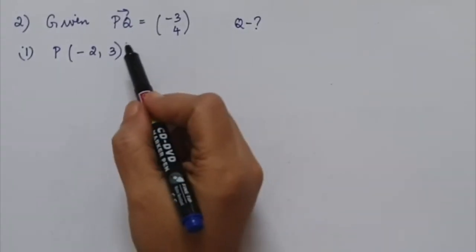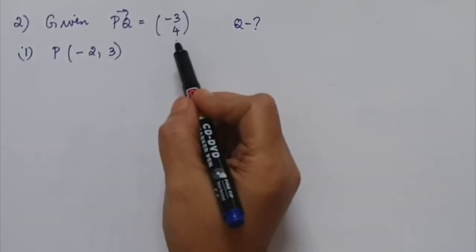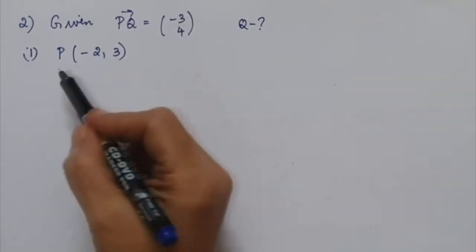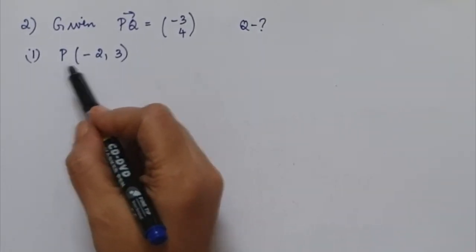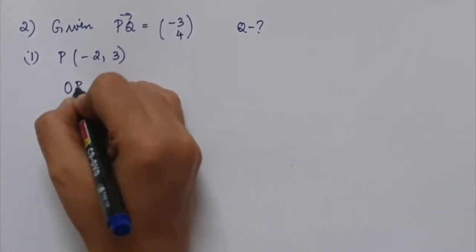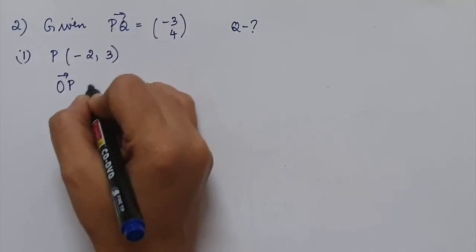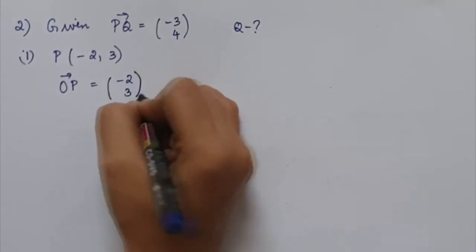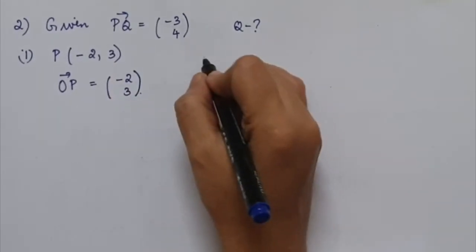In the second question, the vector PQ is given as minus 3, 4. We need to find the point Q. And the coordinate of P is given as minus 2, 3. So when we write this in vector form, from the origin OP will be equal to minus 2, 3. And we are given PQ.